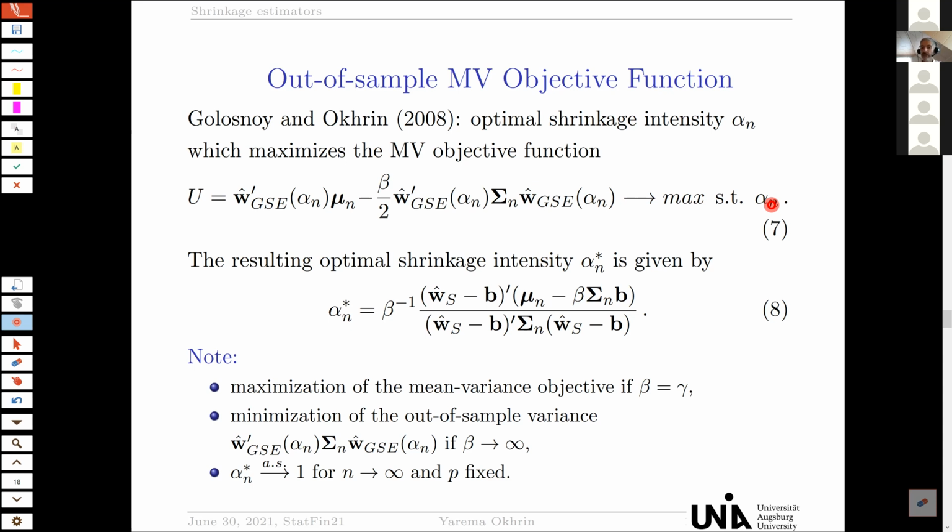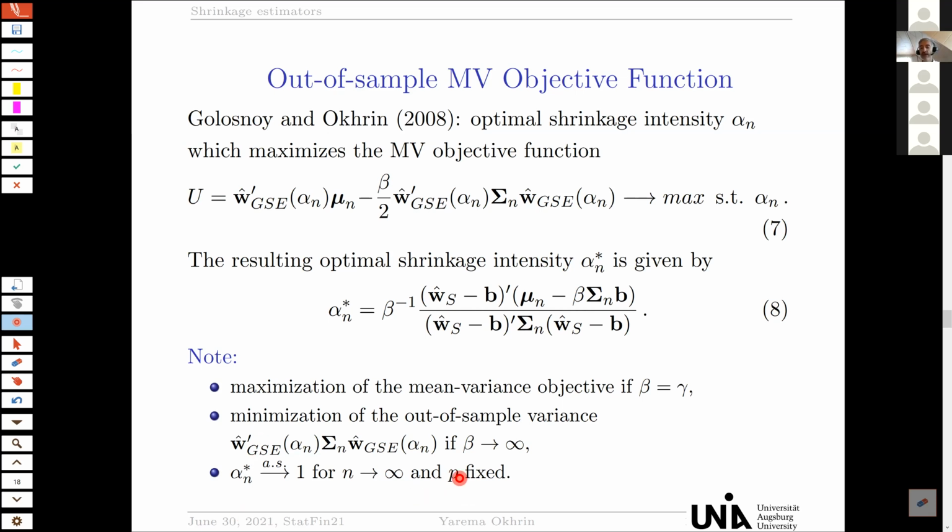Again, it is a quadratic function, and we end up with the following optimal shrinkage intensity alpha n star that depends on the sample covariance matrix, on the sample portfolio weights, on the target weight, and on the parameters Sigma n and mu over here. Now, beta can be set equal to gamma, then we have the same mean-variance objective as before. It can also be set to infinity, then we will have the global minimum variance portfolio. So we minimize the global risk.